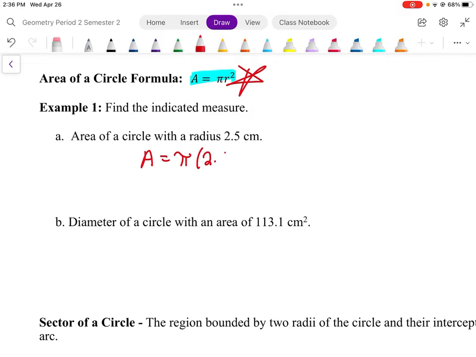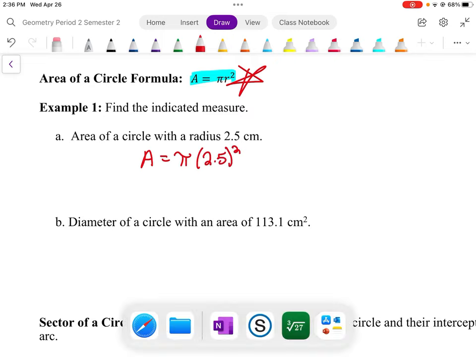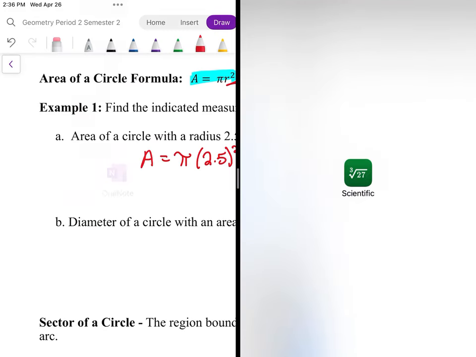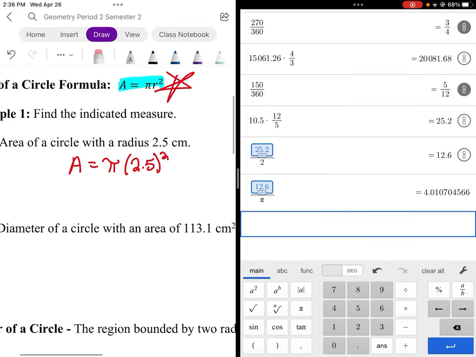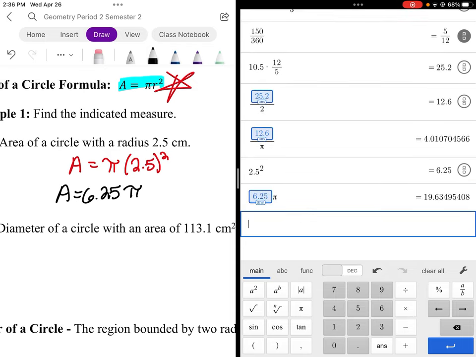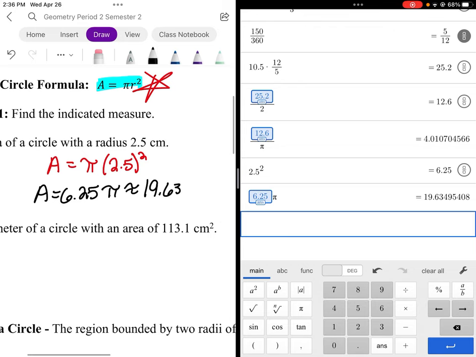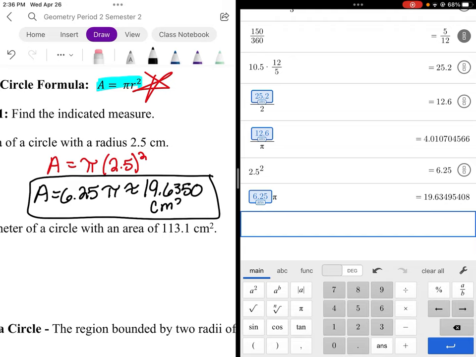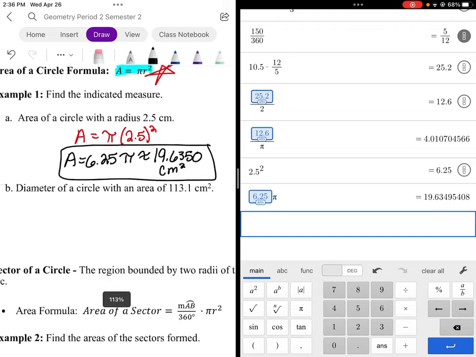So area is equal to pi, and then we're going to take our radius squared. So you might want to grab a calculator for this. If we're leaving it in terms of pi, we're just going to figure out what 2.5 squared is. So our area would be equal to 6.25 pi. And if we wanted to round our answer, we're just going to take that and type it into the calculator. So it would be about 19.6350 if we were to round. And area is units squared.